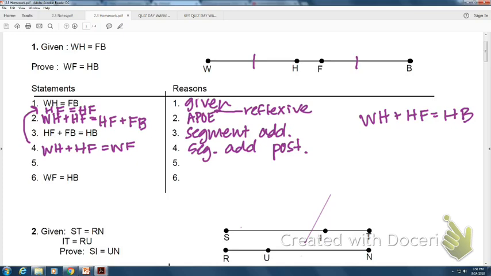So do you notice how, as you write things off to the side, you'll be able to realize if it's going to help you get to your solution or not? Okay, let's look at my statements that I have so far. WH equals FB, HF is equal to HF, WH plus HF equals HF plus FB. Do I see WH plus HF anywhere? And number 4, what do I know WH plus HF equals? HF plus FB. Okay, but it's more importantly equal to WF, right? So what could I put in place here?